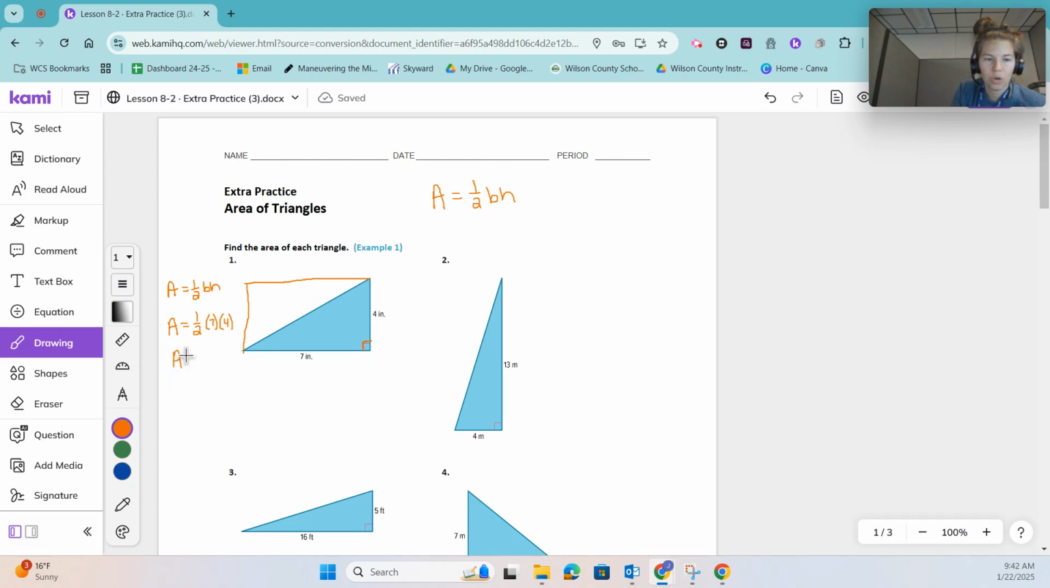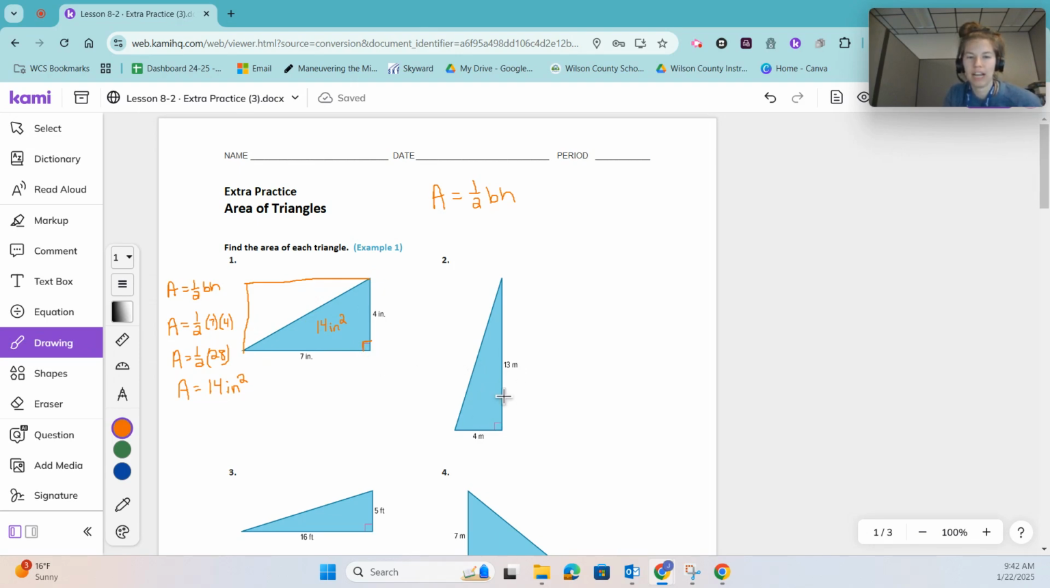So 1/2 of 28, 7 times 4 is 28, and half of 28 is 14. And that is going to be inches squared. Again, we are still talking about area, so it's still two-dimensional. So our solution is going to be the area is 14 inches squared. So that shaded in space right here is 14 inches squared.